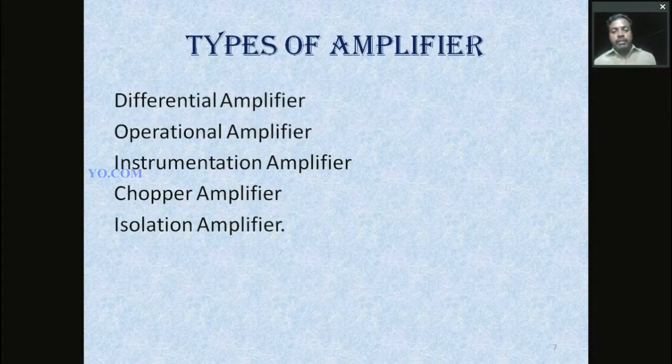Then the types of biological amplifier. What are the types? First, the differential amplifier. Second, the operational amplifier. Third, the instrumentation amplifier. Fourth, the chopper amplifier. And fifth, the isolation amplifier. These are the different types of biological amplifier. In this session we are going to study the differential amplifier and the instrumentation amplifier.